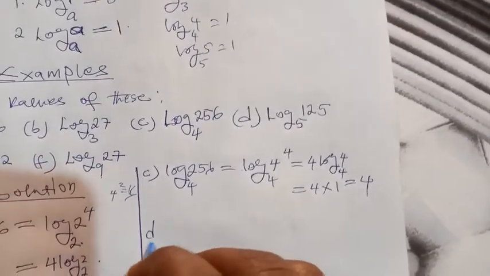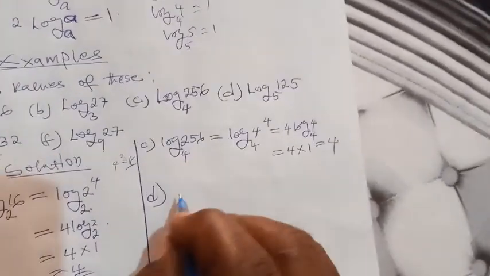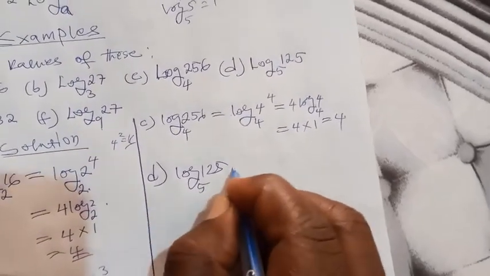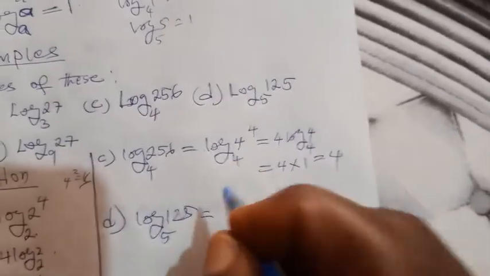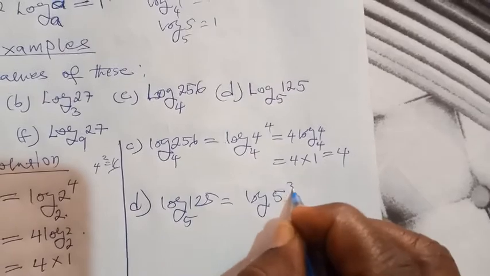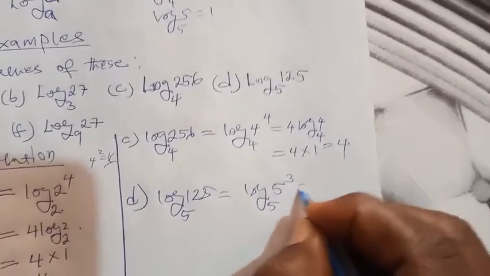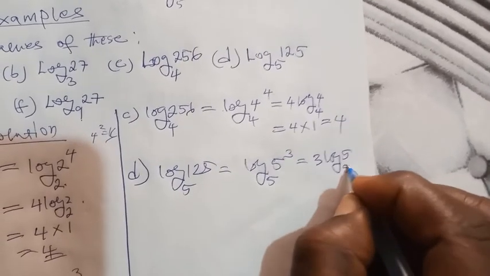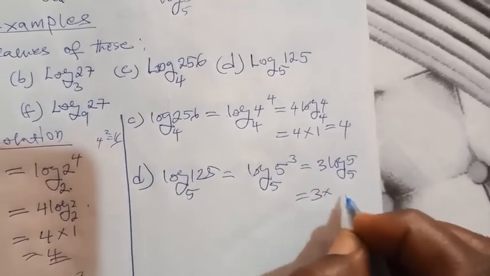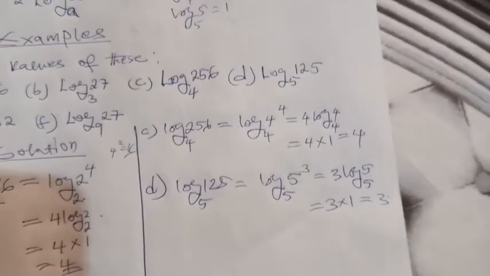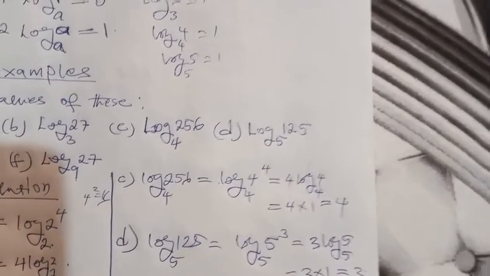All right. Next one, D. In D, we have log 125 base 5. 125 can be written as an index number as log 5 raised to power 3 base 5, which is the same thing as 3 log 5 base 5, which is the same thing as 3 times 1, which is equal to 3. I'm sure by now this is going inside very well. You're understanding this very well.